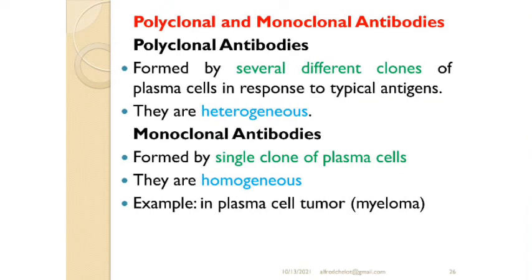Moving on to polyclonal and monoclonal antibodies. So poly means several or many. So this type of antibodies are produced by several different clones of plasma cells in response to typical antigens, and they are heterogeneous. Whereas for monoclonal antibodies, mono means one, so they are formed by single clones of plasma cells, and they are homogeneous. For example, myeloma is a classical example of plasma cell tumors that are used to produce monoclonal antibodies.